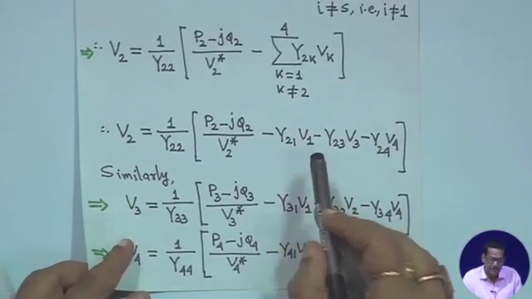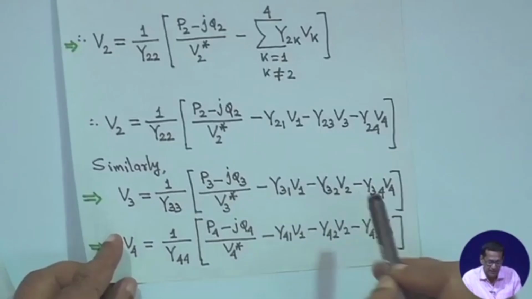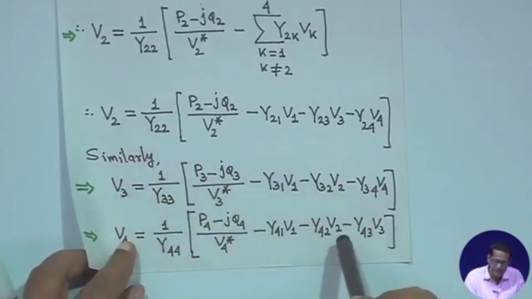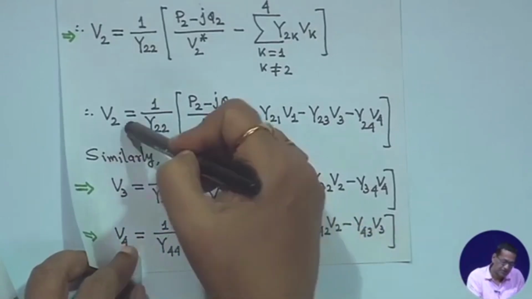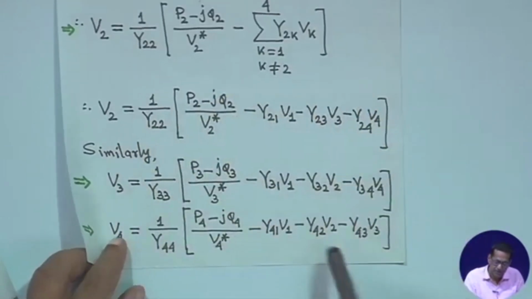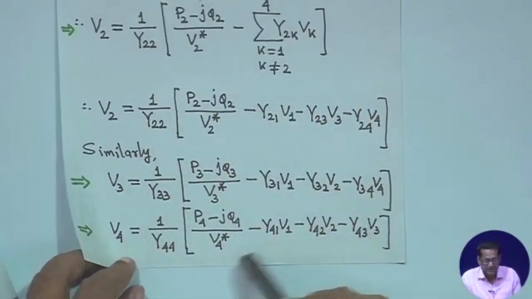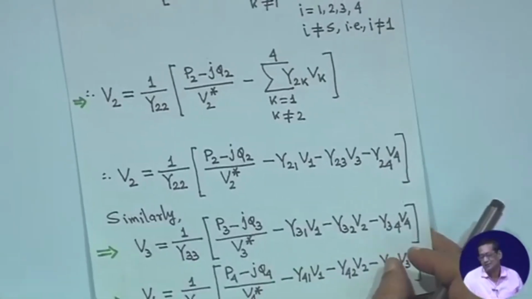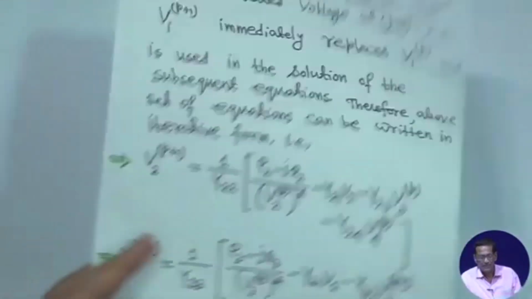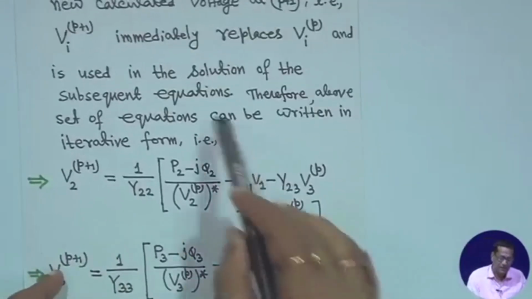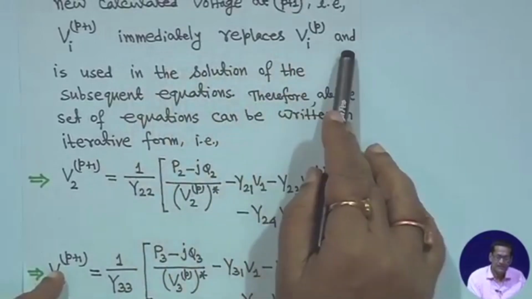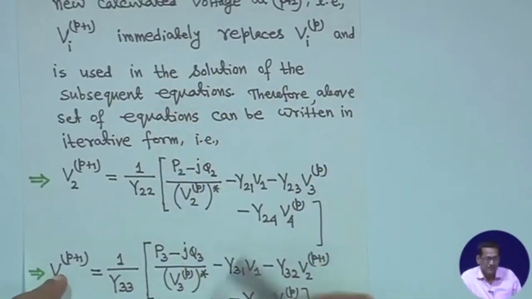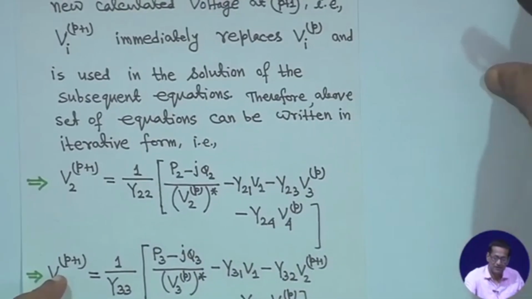Now V2 is computed, V3 is computed. In this equation, instead of taking the initial values of V2 and V3, you use both computed values, such that your convergence is accelerated. That is the meaning of V_i^P being immediately replaced and used in the solution of the subsequent equation, such that your convergence will be faster.